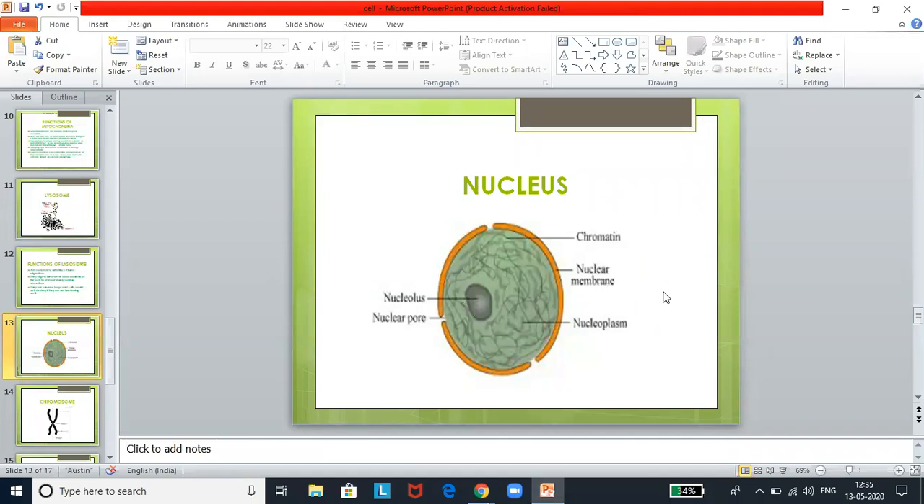The outer and inner nuclear membranes remain separated by the perinuclear space. There are perforations in the nuclear membrane, and these are called the nuclear pores. These pores facilitate the movement of molecules between the nucleus and the cytoplasm. Now let us look at the nucleoplasm.